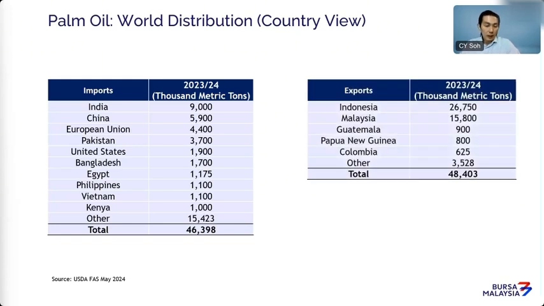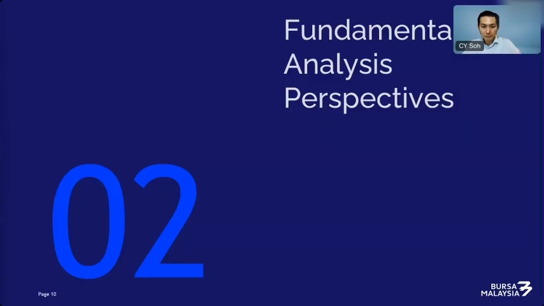Whereas for the key palm oil exporters, I believe it's self-explanatory. Both Indonesia and Malaysia are the major producers and exporters of palm oil in the world. So you just need to monitor the production in Indonesia as well as Malaysia. These 2 countries are good enough.